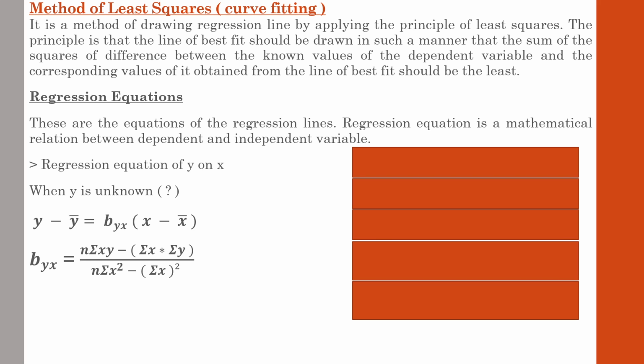That is the equation for finding the value of byx. Remember the flow. Here we were dealing with the regression equation of y on x. We use this set of equations when y is unknown, and remember, y on x, so it will begin with y minus y mean equal to byx into x minus x mean. In y on x, first is y, second is x, so byx, first is y, second is x. byx equal to n sigma xy minus sigma x into sigma y divided by n sigma x square minus sigma x the whole square.